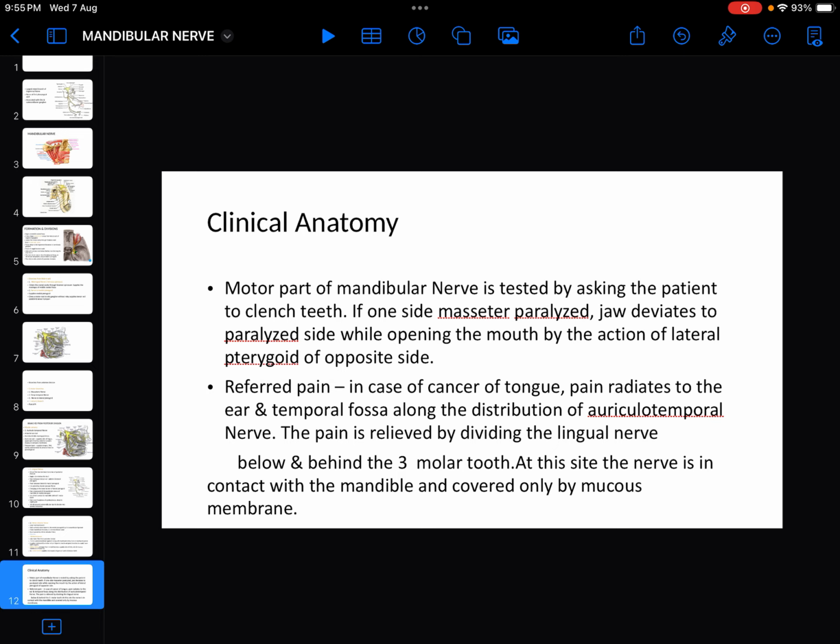The next is referred pain. It is pain frequently referred from one branch of the mandibular nerve to the other. Thus, in patients suffering from tongue cancer, the pain radiates to the ear and to the temporal fossa, in the area of distribution of the auriculotemporal nerve. And this pain is relieved by dividing the lingual nerve below and behind the last molar tooth.